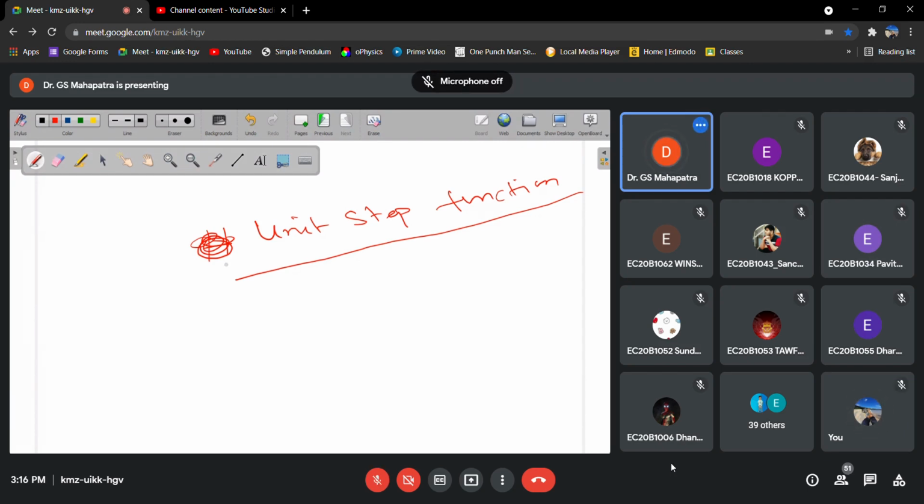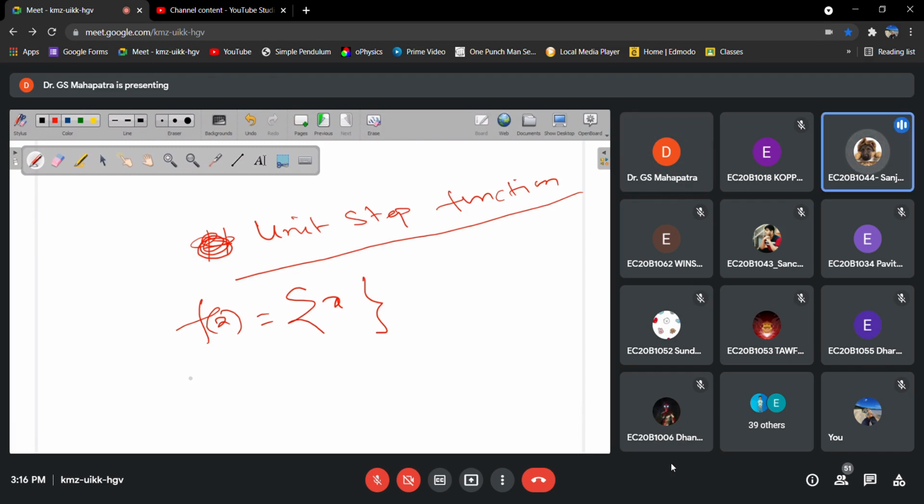Can you answer? Take time, no problem. Yes, sir. F of x is equals to step x. F of x equals to, what is that one? Step x, flower bracket of x. Power bracket of x, this one. Okay. Can you elaborate a little bit to your friends so that it will be clear for them? Sir, it is square bracket, sir. Good.